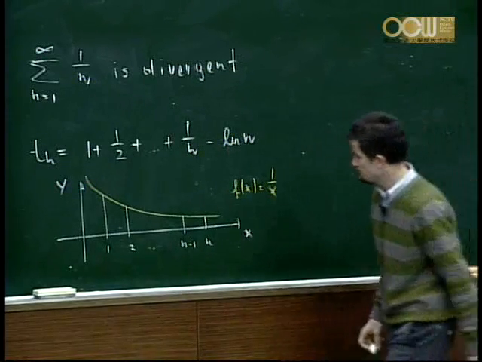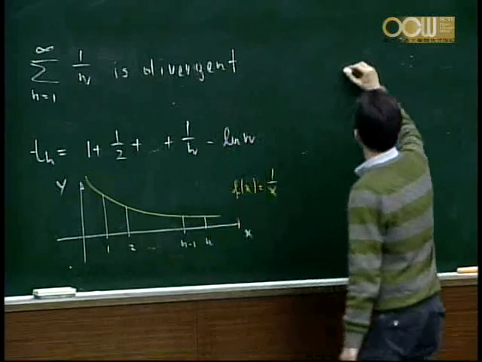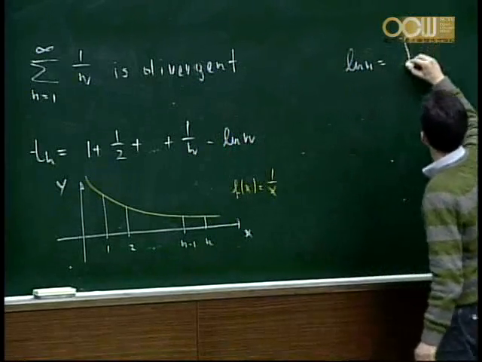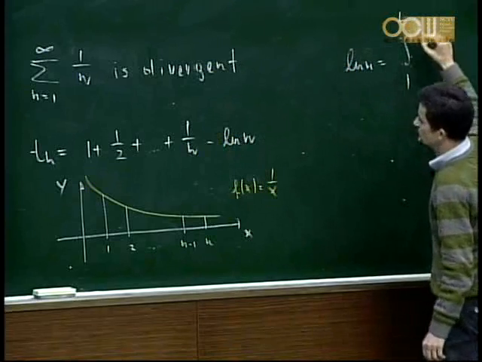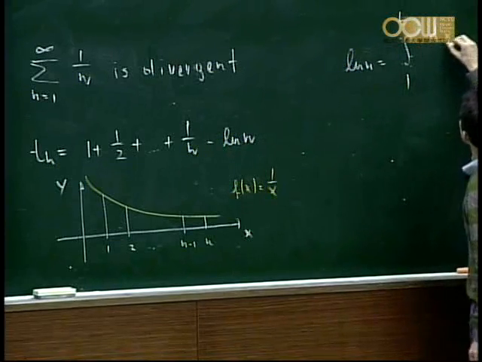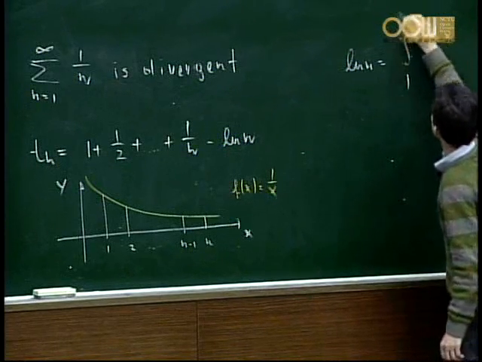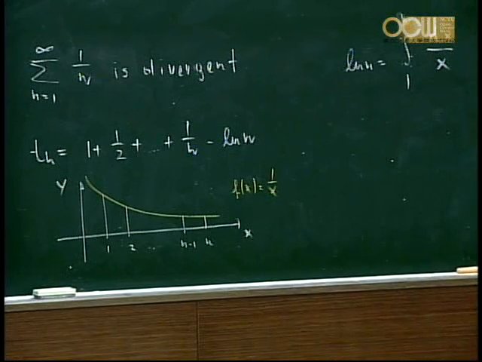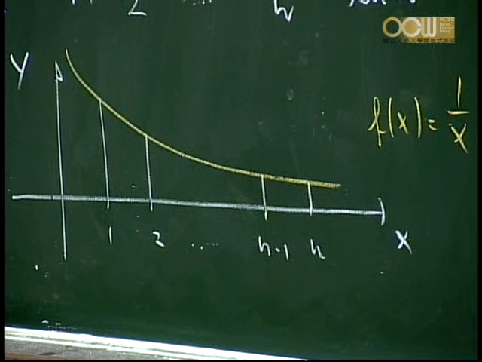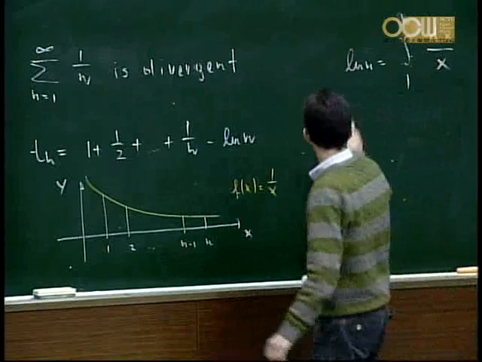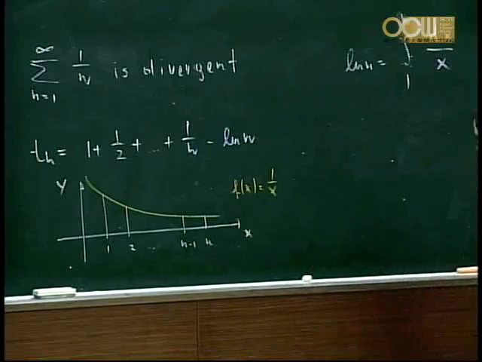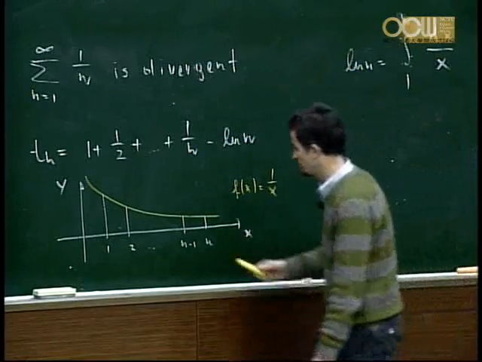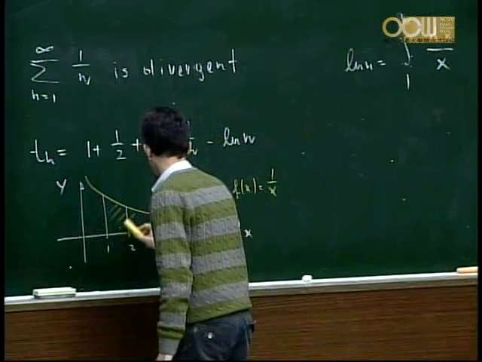You see that ln of n is the integral from 1 to n, dx over x. This was last semester's definition of the ln. So where do we see this? This is the area below this function, from here to here.